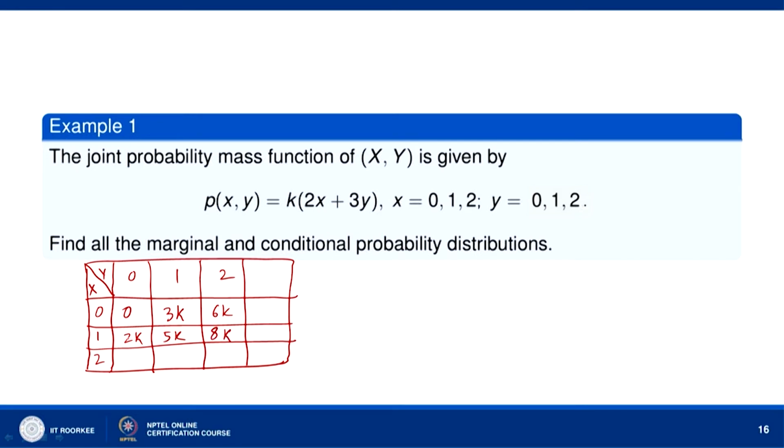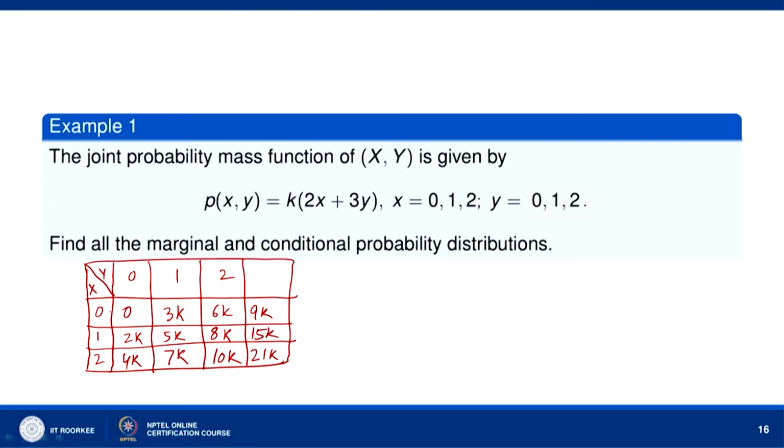And when x is 2, we have 4 here, y is equal to 0, so we have 4k. When x is 2, y is equal to 1, so we have 7k. And when x is 2, y is equal to 2, so we have 6 here, 6 plus 4, 10k. Okay. So, 6k plus 3k, 9k here we have, 8 plus 5, 13, 13 plus 2, 15k, and we have 10 plus 7, 17 plus 4, 21k.